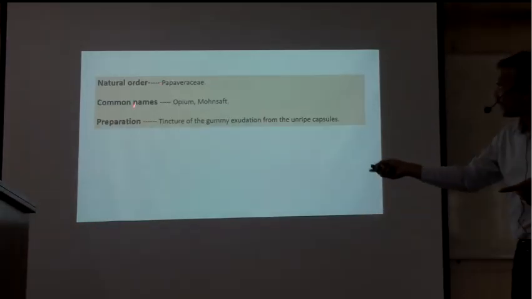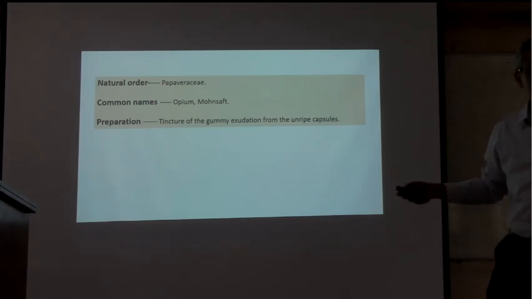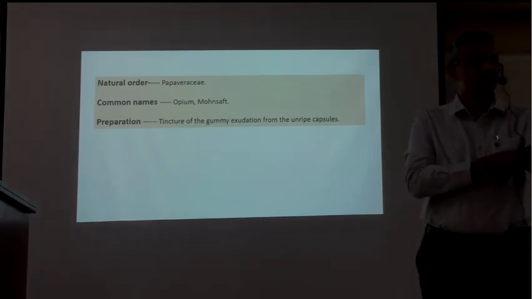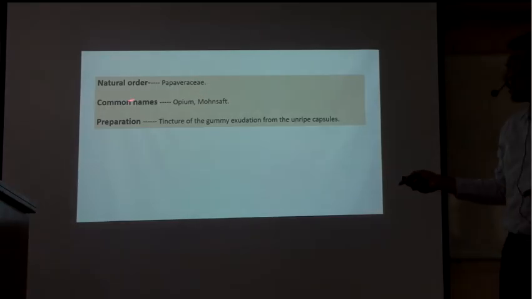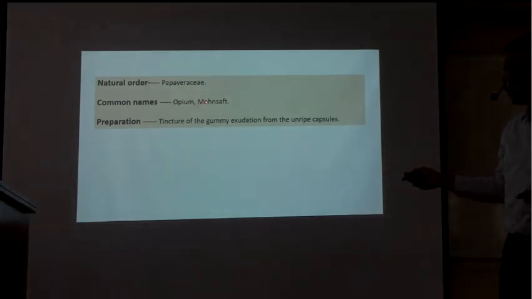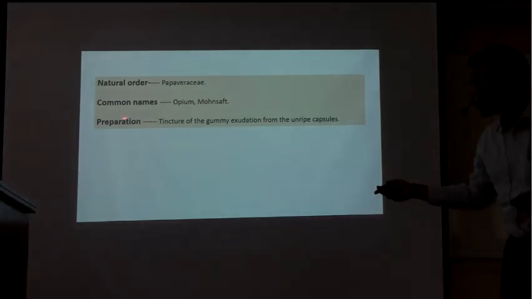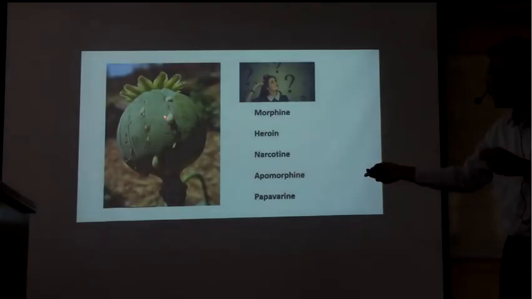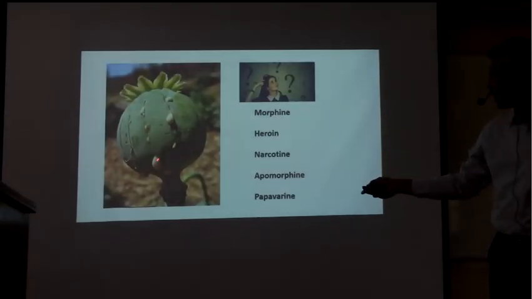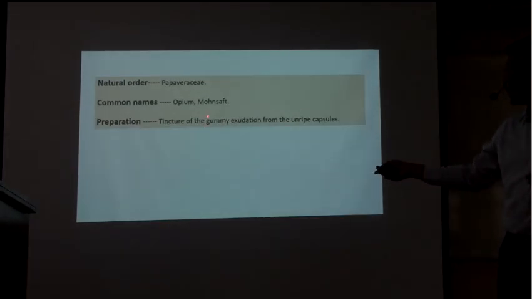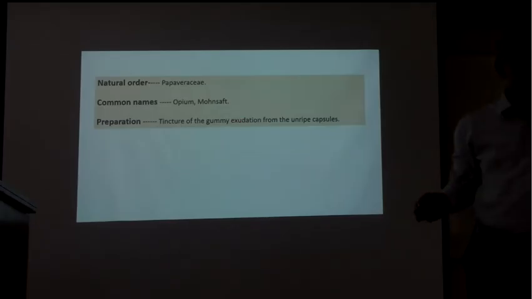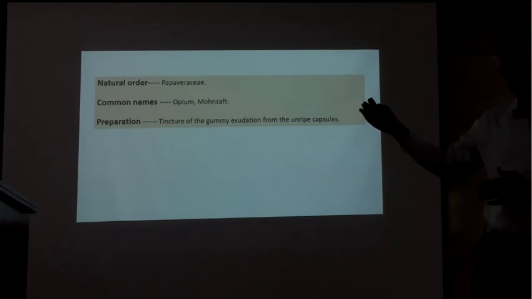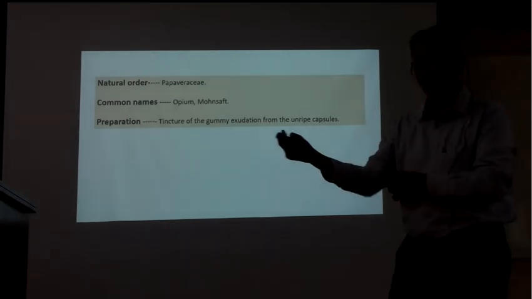And one more nice to know area here is the natural order to which opium belongs. Opium belongs to Papaveraceae. You saw that? The common name is opium, and for preparation, if you just remember, this exudate, this gummy thing, the tincture of the gum extruded from the unripe capsule is what we use in homeopathic preparation. These are all nice to know information about opium.